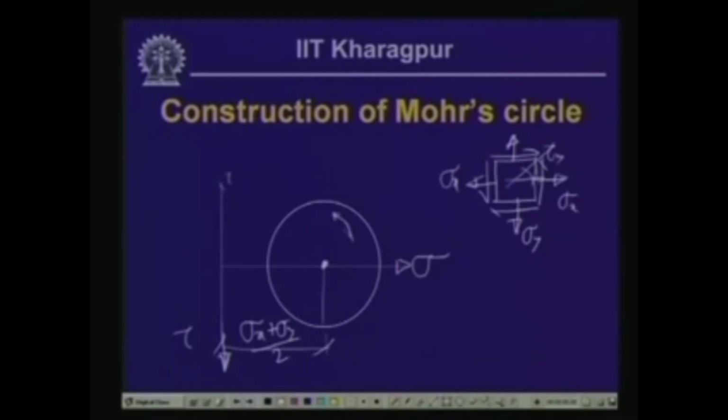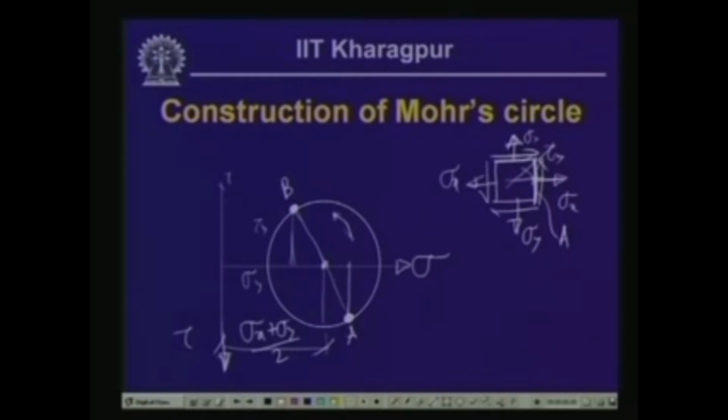Now, if we represent these stresses sigma x and tau x y on this particular plane, this particular point on the circle represents this plane, plane A, where the normal stress is sigma x and the shearing stress is tau x y. Likewise, in the perpendicular plane we have the normal stress as sigma y and the shearing stress as tau x y, which is at an angle of 90 degrees with respect to plane A. So, in the Mohr circle, if we go 180 degrees with respect to this, we get another point, which is plane B, where we have sigma y and tau x y.